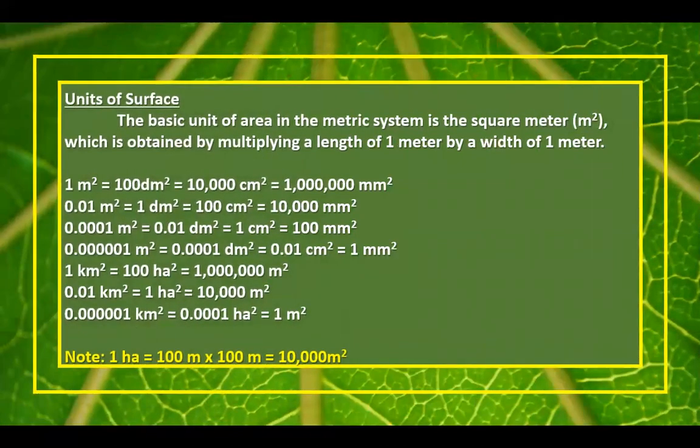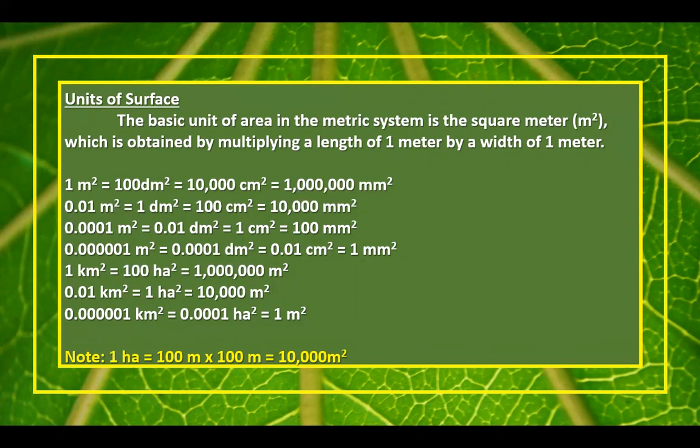Next, we have the units of surface. Take note that the basic unit of area in the metric system is the square meter, or m squared, which is obtained by multiplying a length of 1 meter by a width of 1 meter. So here are some examples of the conversion. 1 meter squared is equal to 100 decimeters squared is equal to 10,000 centimeters squared is equal to 1 million millimeters squared.